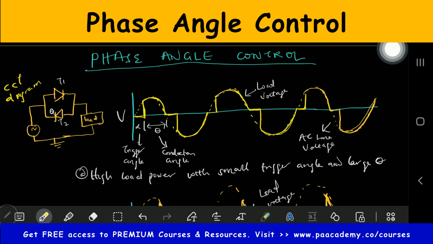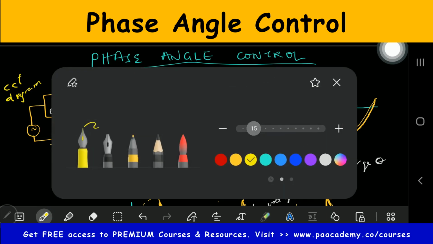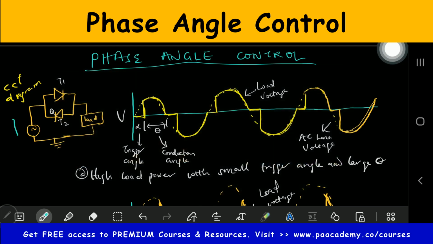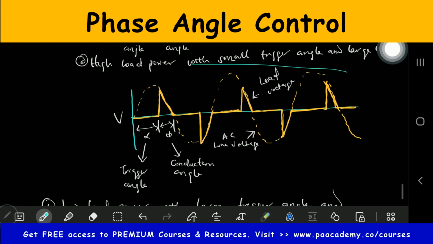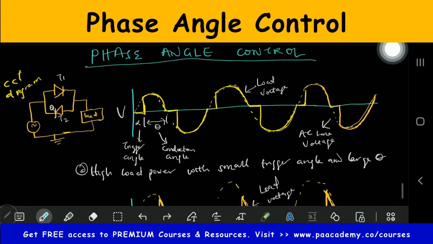Now if we talk about the circuit diagram, this is what the circuit diagram looks like. This is what we have here for the phase angle control, and you can see the load right here and then the AC source right here. Now when we talk about the waveform, this is what the waveform looks like. It could be in this form, or this other way. So let's look at them briefly one after the other.